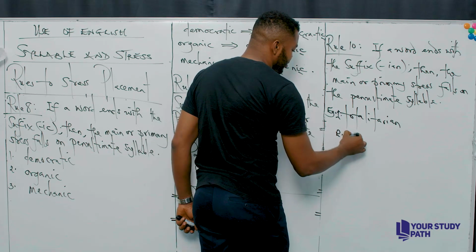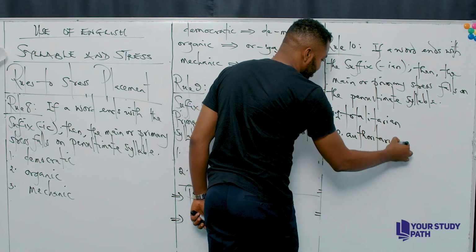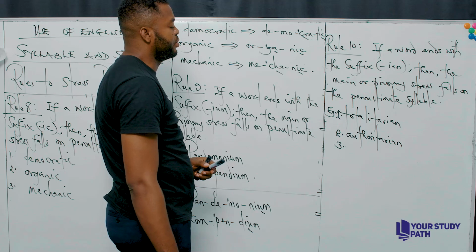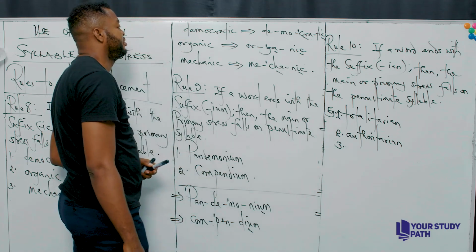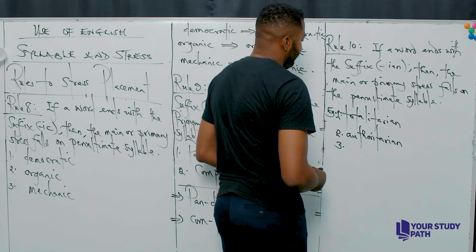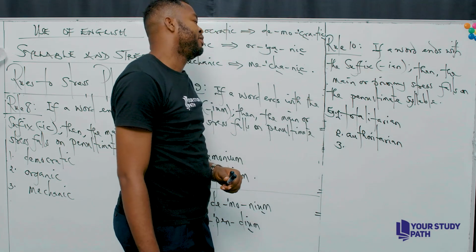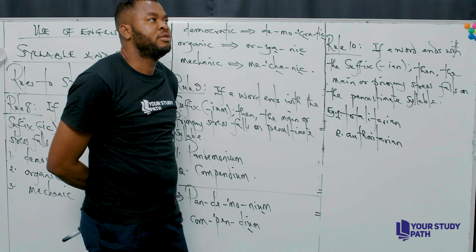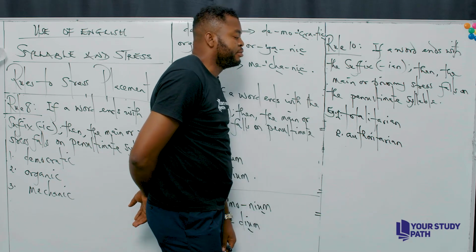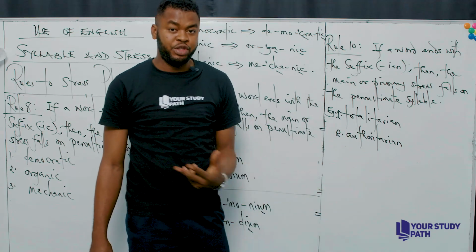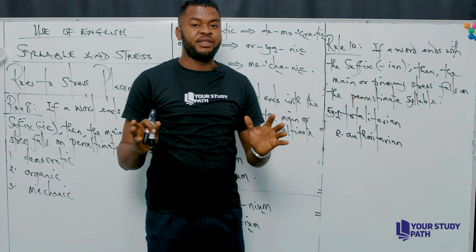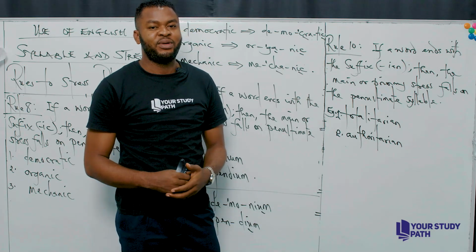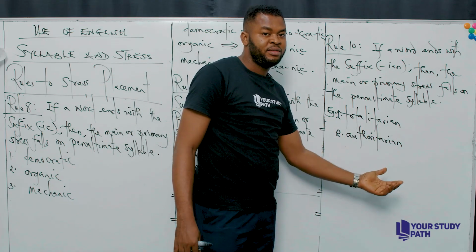Word number two, you have authoritarian. Totalitarian, authoritarian. Okay, so class, let me have you engage in a syllabic division for these two words. And having engaged in a syllabic division, place the stress in the appropriate syllable according to the rule. Let me allow you to do that. Okay? So I have totalitarian, I have authoritarian.